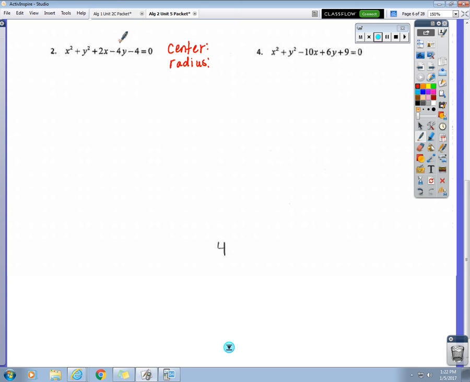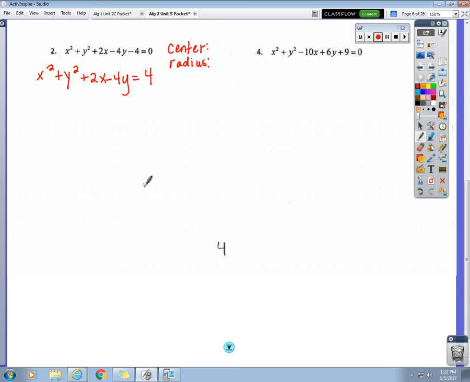Add 4. Right, this 4, which is the constant, needs to be moved to the other side. To move a -4, you add it. So it will become x squared plus y squared plus 2x minus 4y equals positive 4. Because when you move the constant across the equal sign, it was minus, so you added it over, which makes it positive 4. Okay, that's always step 1.